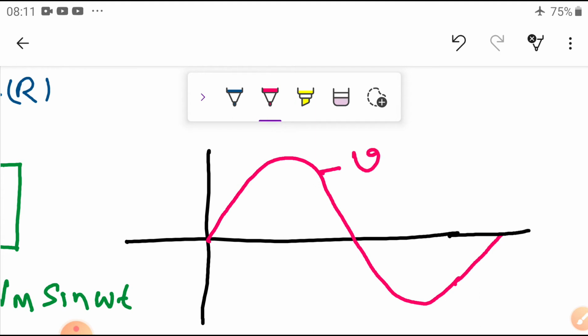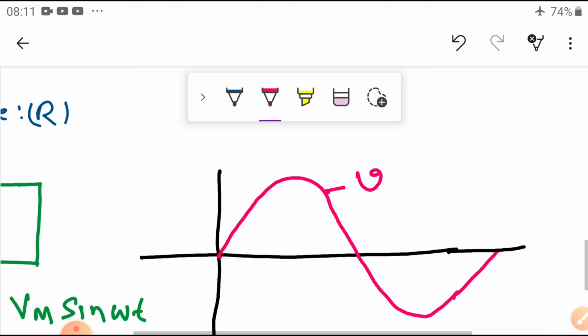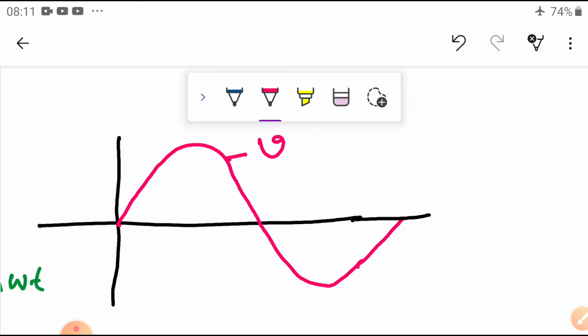So when starting, the first person is the bigger one, the father and mother, and everyone is happy. In this case, what is the relation between the mother and the father? Now, the father, voltage, is always sinusoidal, his behavior is the same. If we take this as omega t, you can take here the father, and at the same time you take the mother.